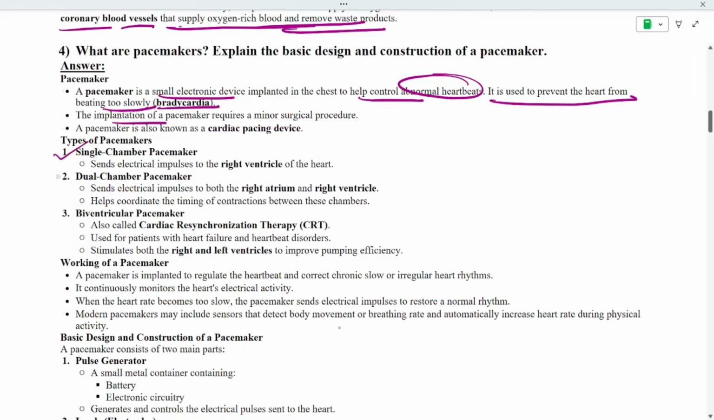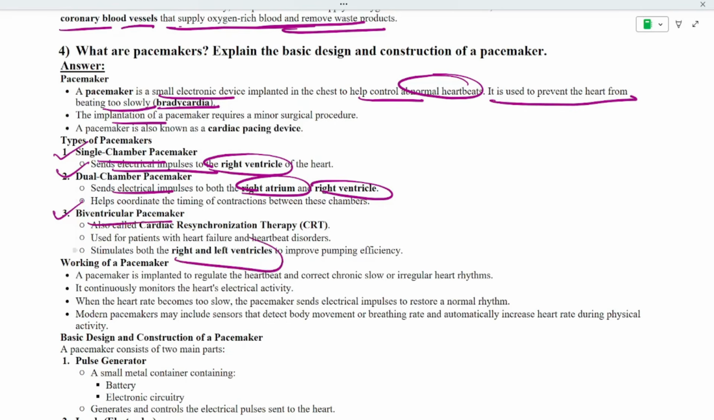Next, there are three types: single chamber, dual chamber and biventricular. Single chamber is for the right ventricle, and it sends electrical impulses. Dual chamber sends to the right atrium and right ventricle, and biventricular will send to the left and right ventricle. It is also called CRT, that is cardiac resynchronization therapy. It is used with heart failure and different heartbeat disorders.